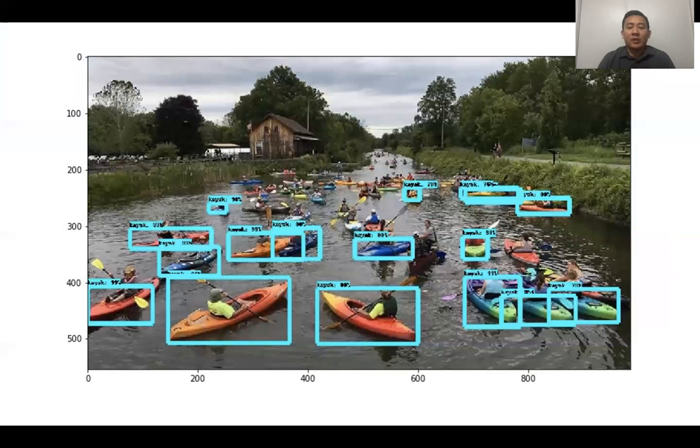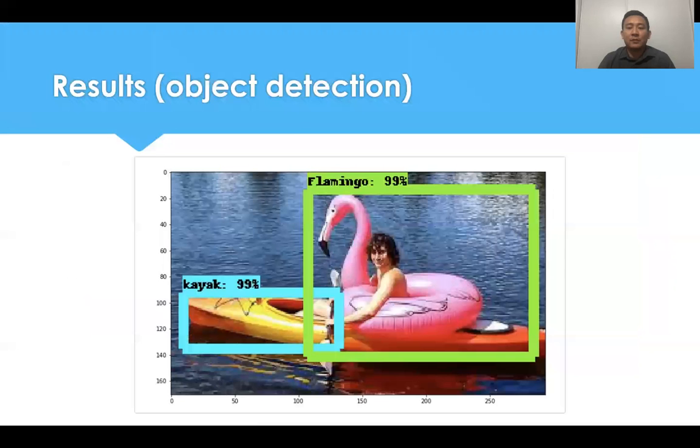So as you can see in this image, the model was able to detect the larger kayaks with a confidence level of 99%. But for smaller kayaks, it either fails to completely identify it or detects the kayaks with much lower confidence level of 70%. And here's another example of the model detecting large objects of both classes with a high confidence level of 99%.